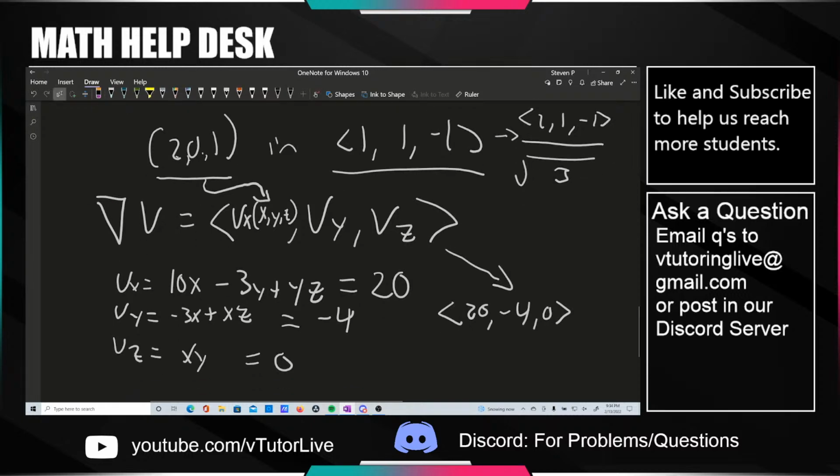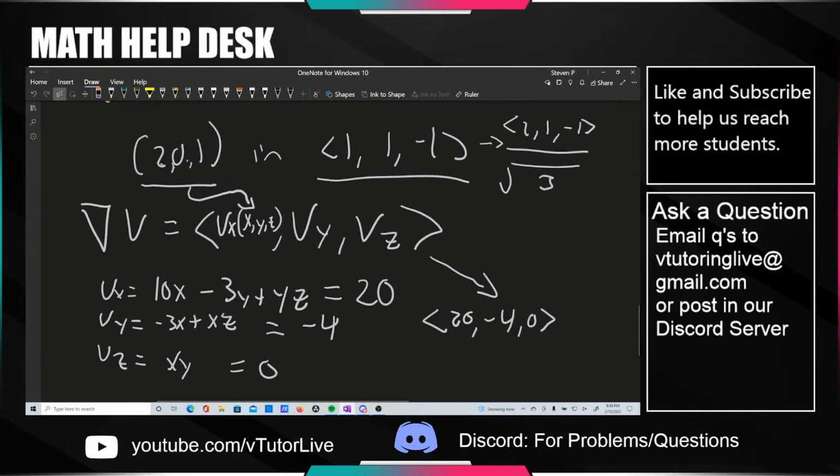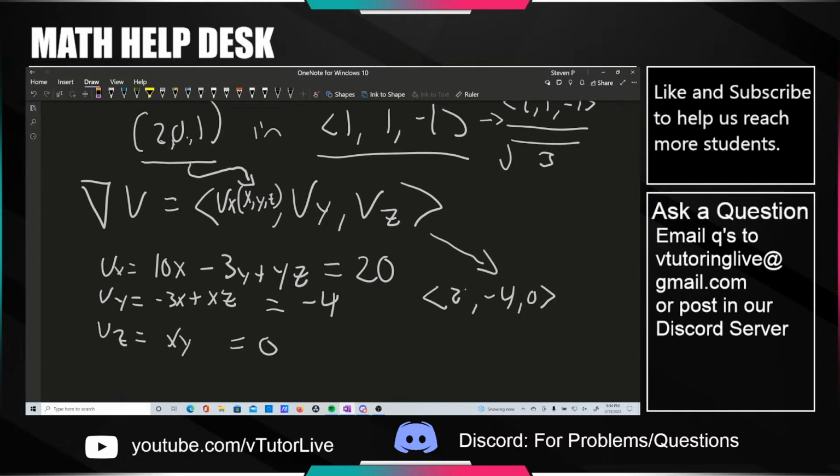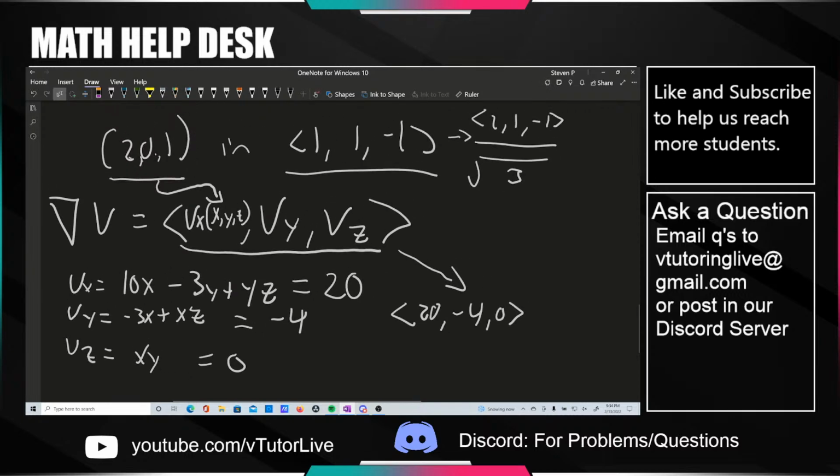Wait, excuse me, I have a quick question. Yeah, what's up? For 20, negative 4, and 0, what do those come from again? That's this vector right here. I found the expressions for the partial derivatives Vx, Vy, and Vz, and I plugged in 2, 0, 1. Right, so you had 10x minus 3y plus yz as the partial derivative, and then I plugged in 2, 0, 1 for x, y, and z, and got 20. Okay, gotcha. So at this point, I think all we need to do is just dot these things together.